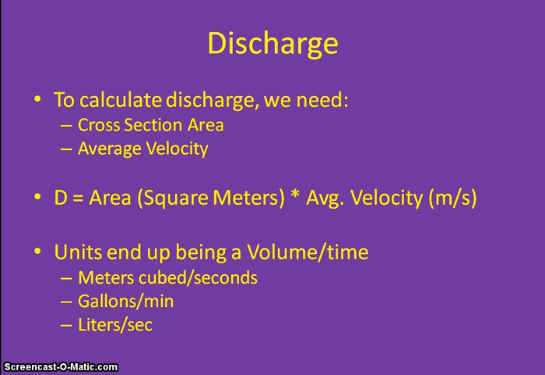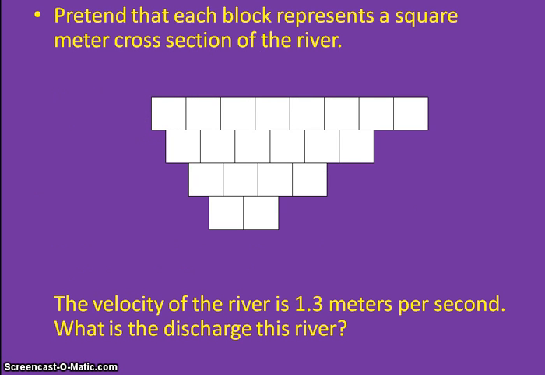Typically, discharge is in gallons per minute. Sometimes it's put into meters cubed per second or liters per second. But basically, you will get examples like this where you pretend each block represents a square meter. So if I go ahead and count the number of blocks, 1, 2, 3, 4, 5, I count 20 blocks.